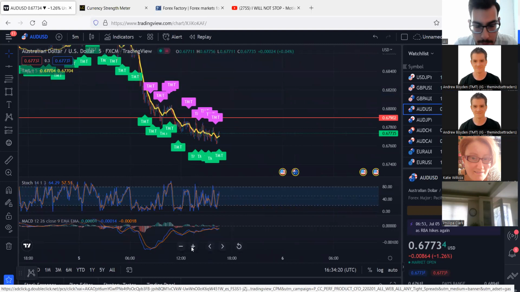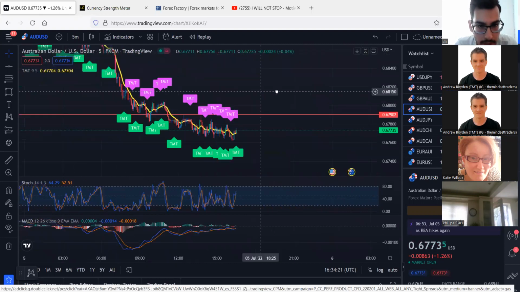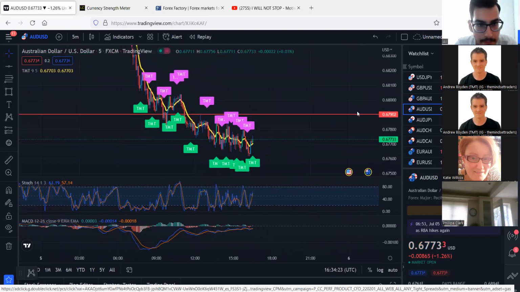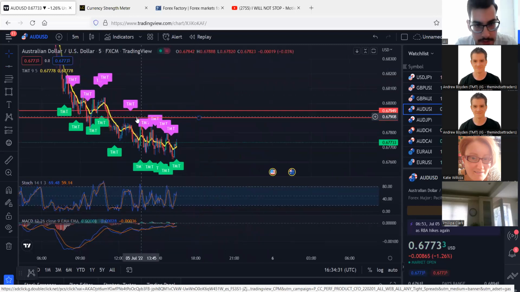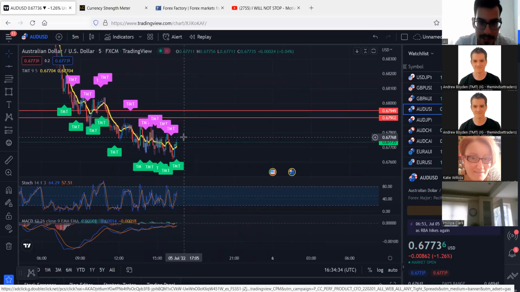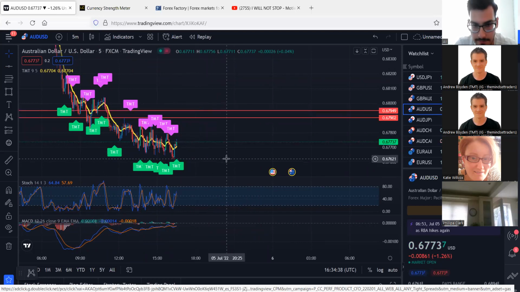Now I need to draw my area properly. Now I'm going to add one more line to it and draw a rectangle so it can be inside the box. This is going to be the area. It's a support resistance area. So what I believe is it's going to hit my area here and then start bouncing back down.